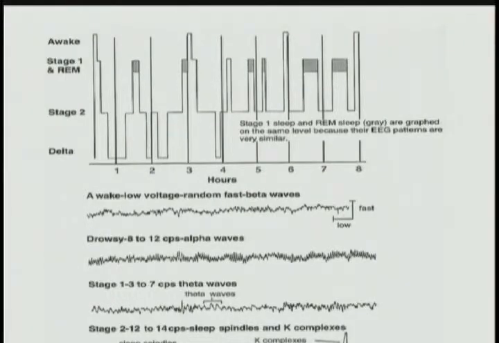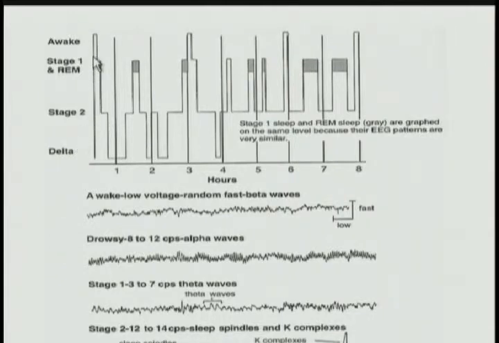Let's review the normal sleep architecture. So here you have the hours of sleep. So this is an individual who basically slept for 8 hours. And here from awake, stage 1 and REM, stage 2, and delta, you have the stages of sleep. Delta being, of course, the deepest stage of sleep. So delta is the deepest stage of sleep, which is, remember, stages 3 and 4.